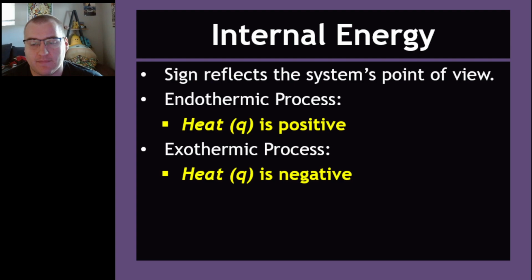In an endothermic process, heat is going to be Q, the symbol we use for heat all today, and Q will be positive for an endothermic reaction. You have to add in heat. So if you add heat, it's positive. We're using the system's point of view. Exothermic means heat is negative. The system loses energy in an exothermic reaction. Energy is a product.